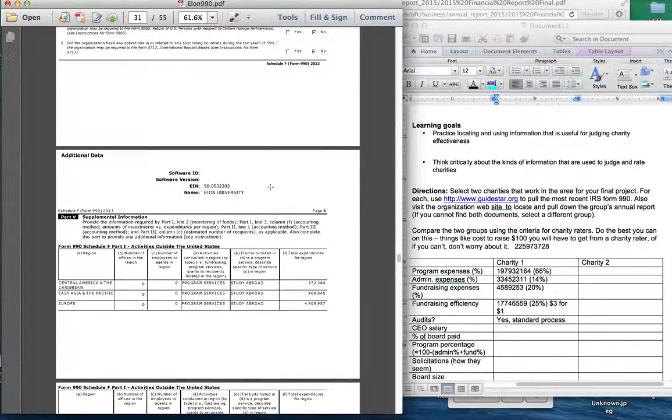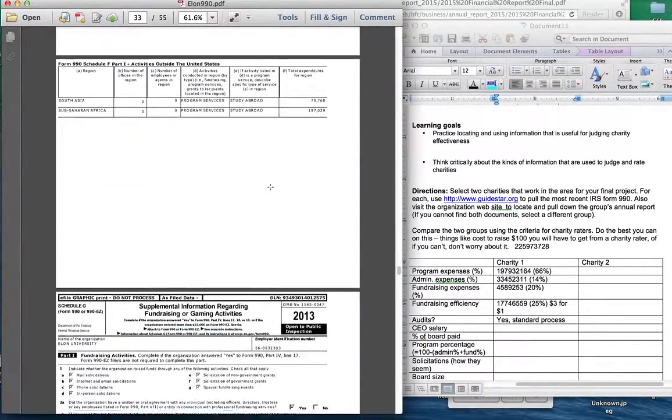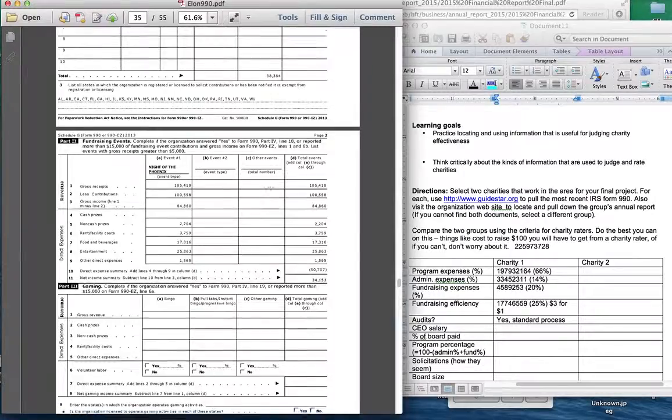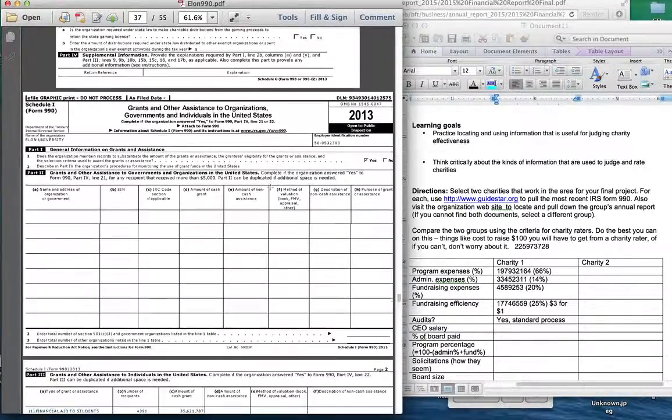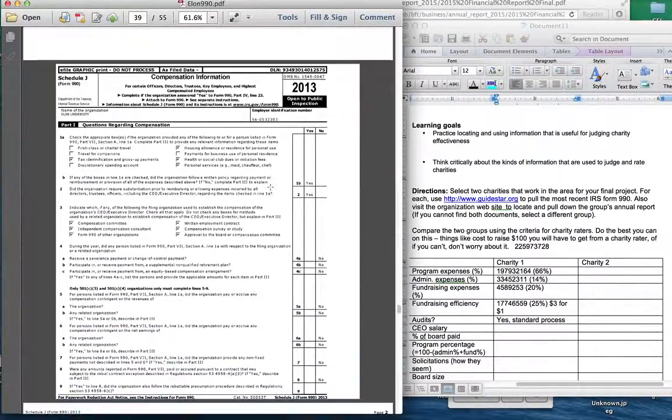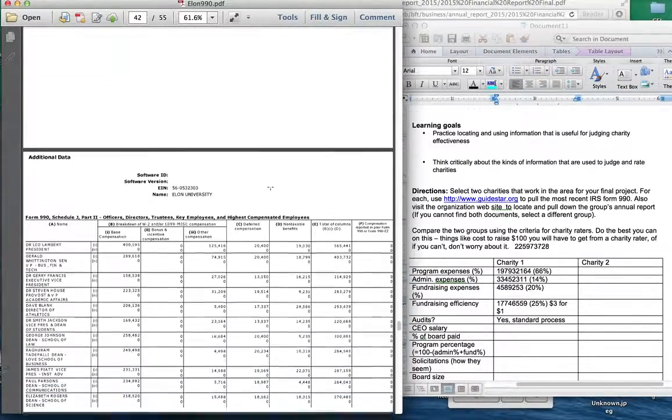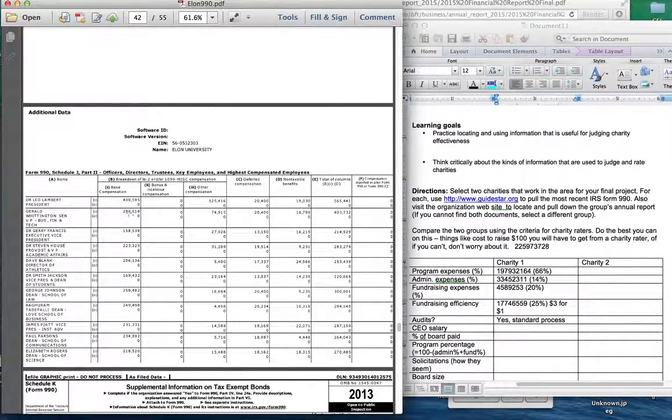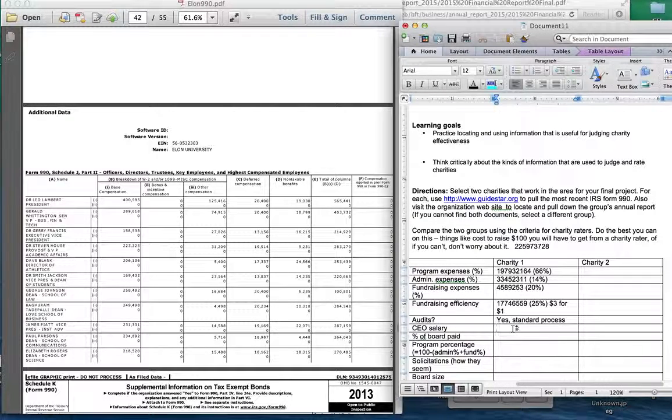Still looking. For the money we spent on study abroad, how much we spent on fundraising. Night of the Phoenix seems like it's kind of a lose in fundraising. We don't make very much money for the amount of work we do. Okay, here's our CEO compensation. Our CEO salary is $565,441.